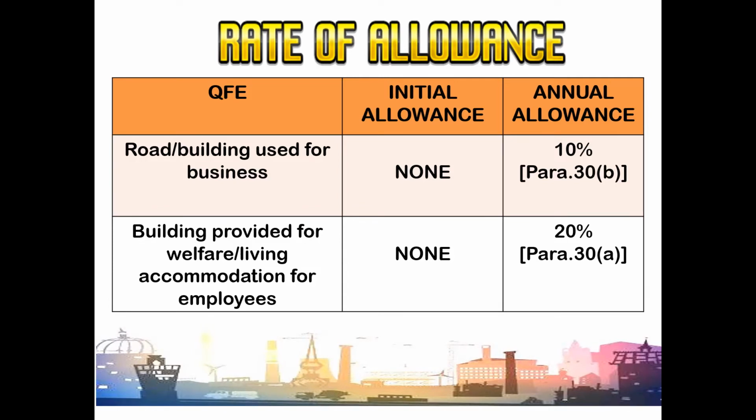But meanwhile, for building provided for welfare or living accommodation, rumah bangunan yang dibina untuk tempat kediaman pekerja, okay, the annual allowance given is 20%. Kita bagi 20% for each year and it will be fully utilized in 5 years, right? So these are the rates of allowance for QFE.